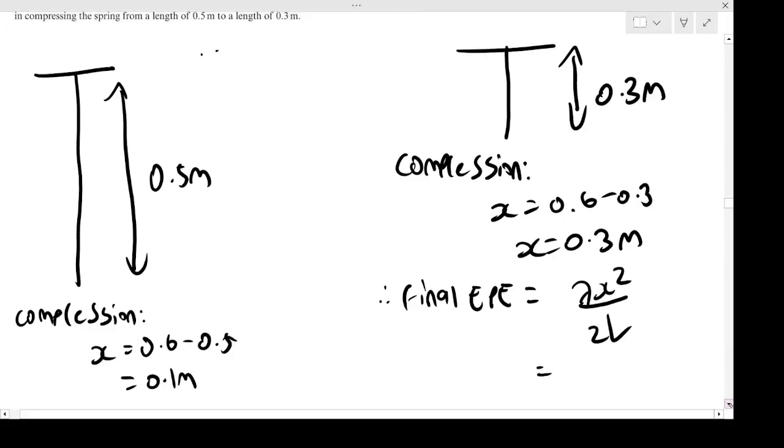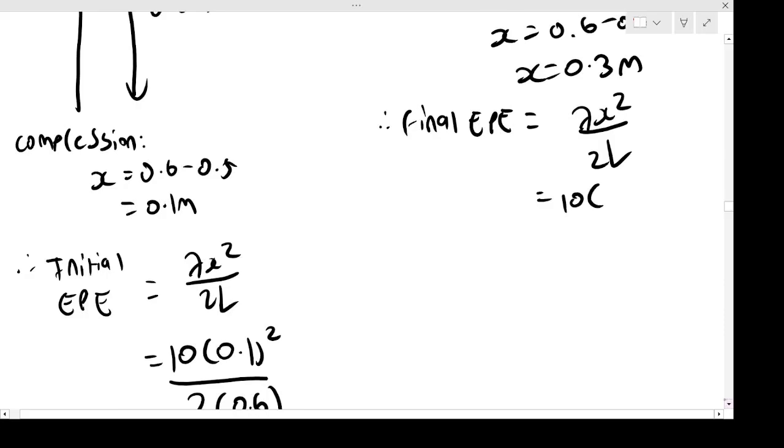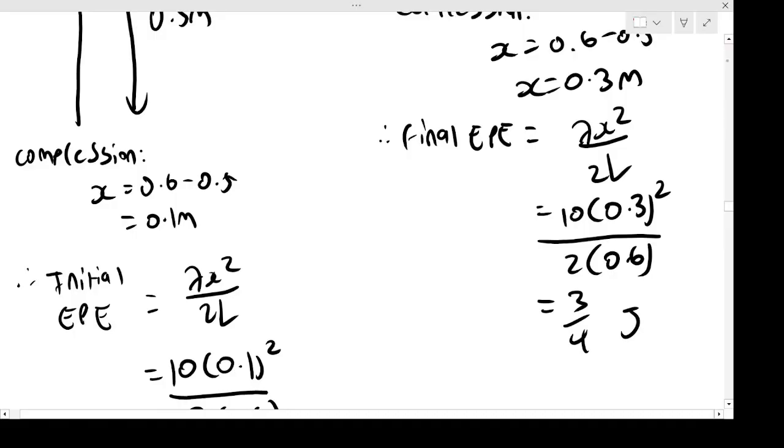Okay, well, my modulus of elasticity is going to be 10 again. The compression, x is 0.3 here, all squared, divided by 2 lots of 0.6. And so if we work that out, we get 3 over 4. Okay, and that's my EPE at this stage.